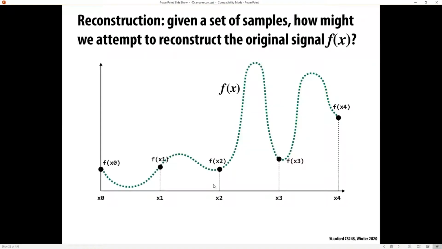Okay, now we want to get back our original signal. This is called reconstruction. So we have a set of samples. Now I want to get this green signal back. That's my ideal world. But what can I really do?